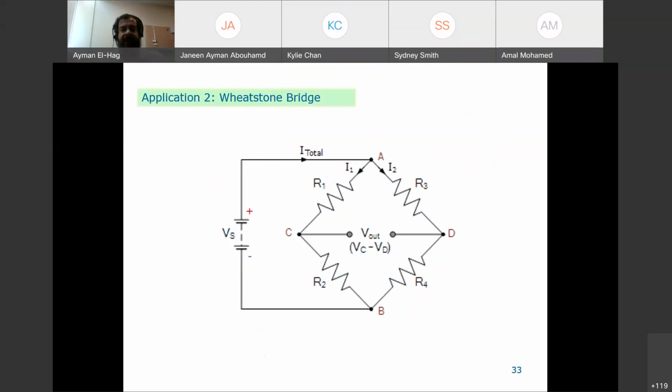This is a special circuit called the Wheatstone Bridge. It's a bridge that has two legs. The first leg is R1 and R2. The second leg is R3 and R4. It has a voltage source connected here, and here you measure a V out between point C and point D. This Wheatstone Bridge is used a lot in instrumentation, and you will have an experiment using this.